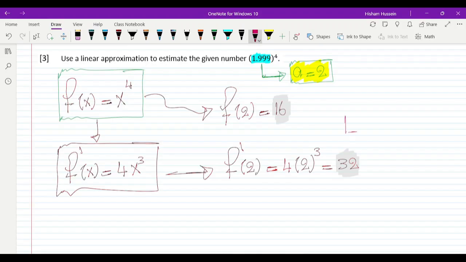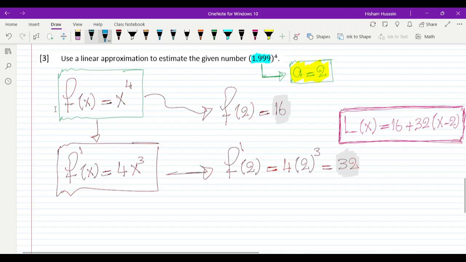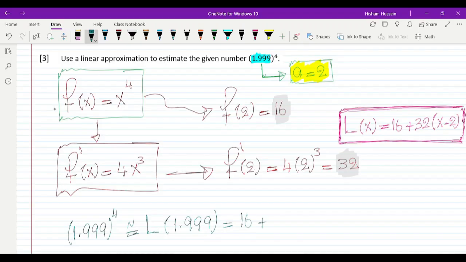So the linear approximation expression will be L of x equals f of 2, which is 16, plus f dash of 2, which is 32, times x minus 2. Now it's requested to find the approximate value for 1.999 to the power 4. So 1.999 to the power 4 nearly equals the linear approximation of 1.999. Substituting with this value in the linear approximation, you will get 16 plus 32 times 1.999 minus 2, which is 15.968.